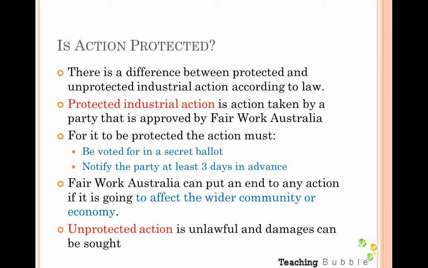Now, Fair Work Australia can actually put an end to any action if it's going to affect the wider community or the economy. So if some action is going to affect other suppliers or other businesses, then Fair Work Australia will step in and put a stop to that. That happened in the Qantas case where there was a strike and then there was the grounding of planes, and Fair Work Australia said, no, that's it, no more action. And then unprotected action is unlawful and damages can be sought in court for unprotected action.